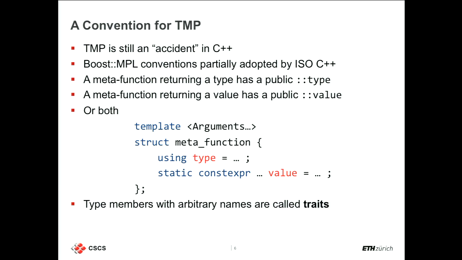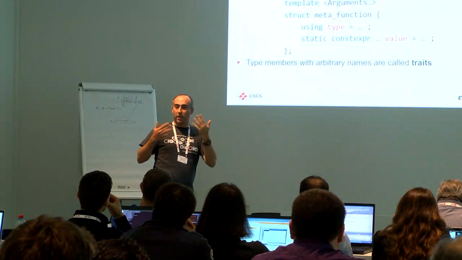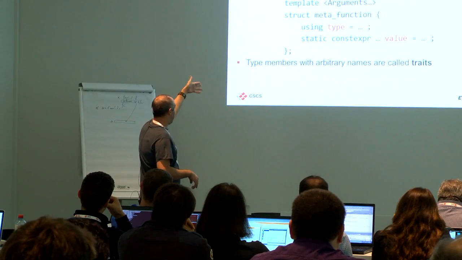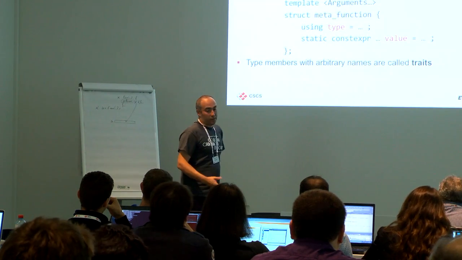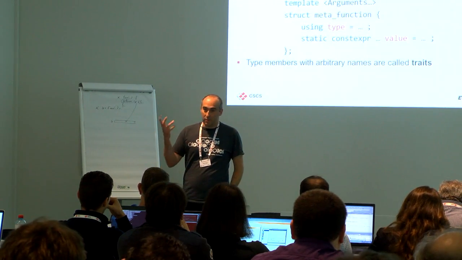In case the type members are not called type, or there is more than one with different names, we don't usually call it a meta function. We call it traits. Now, the difference between a trait and a meta function is really only convention. Right? This is a trait, this is a meta function. The boundary between the two is very blurred. You can easily have a meta function that has both type and value, or meta functions that return multiple values if you want to.